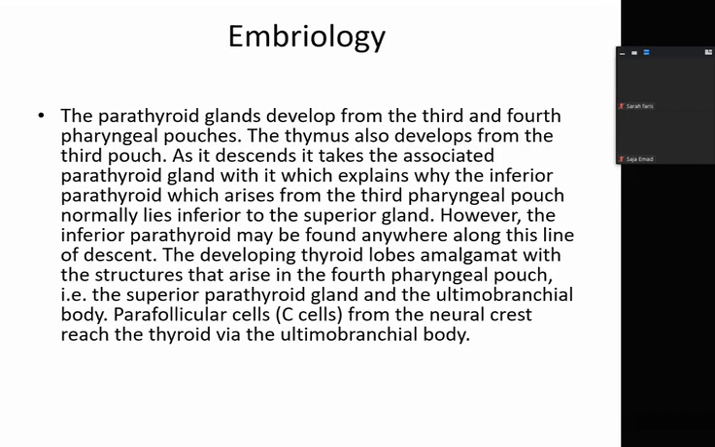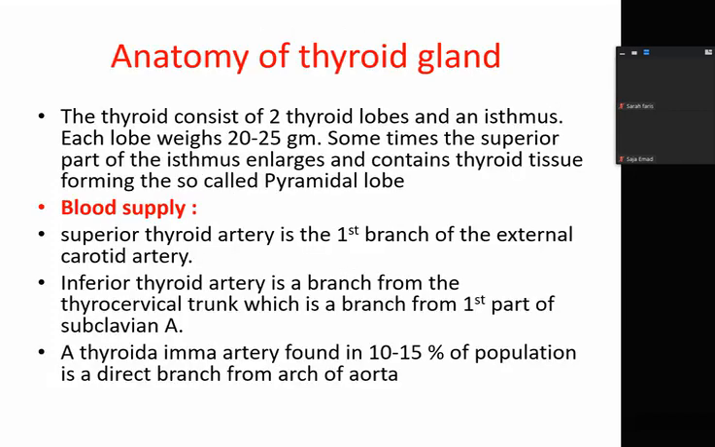Clear. Raise your voices. Good. Now we come to anatomy. The thyroid consists of two thyroid lobes and an isthmus. Each lobe is about 20 to 25 milligrams. Sometimes the superior part of the isthmus enlarges and contains thyroid tissue, called the pyramidal lobe. Blood supply, as I told you: the superior thyroid artery is the first branch of the external carotid artery, and the inferior thyroid artery is a branch of the thyrocervical trunk, which is the first branch of the first part of the subclavian artery.